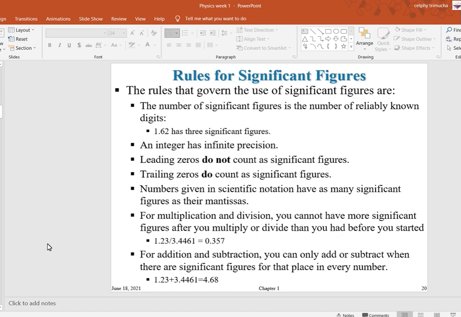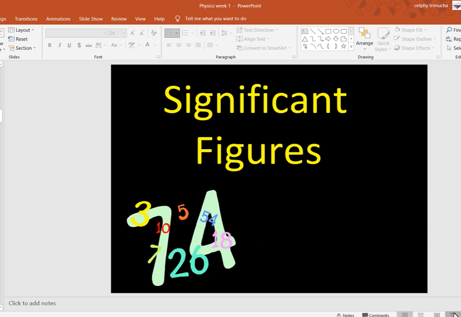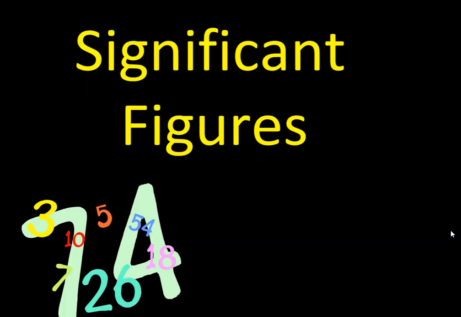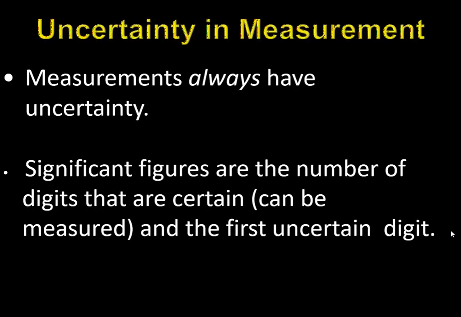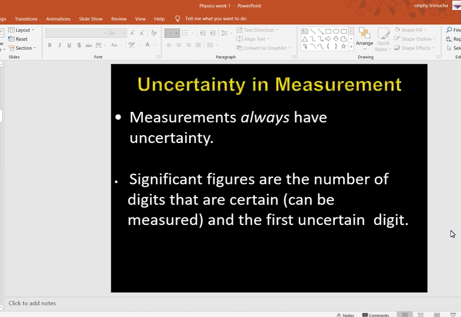Okay, so I have here the rules for significant figures, and I also present it in a way that is easier to understand. It is a bit complicated, but I hope it helps us understand the concept of significant figures. So, significant figures: uncertainty in measurement. Measurement always has uncertainty. Significant figures are the digits that are certain, plus the first uncertain digit.